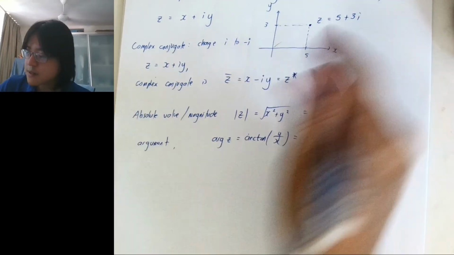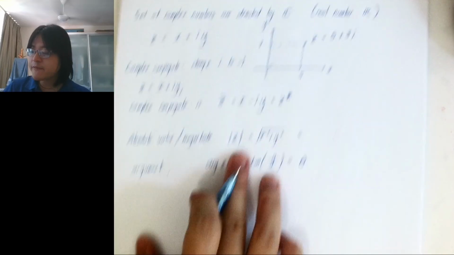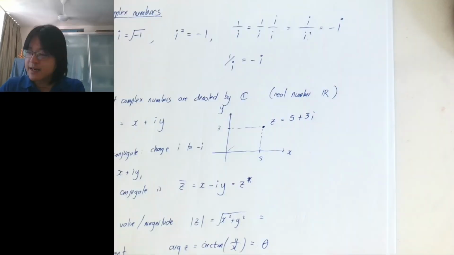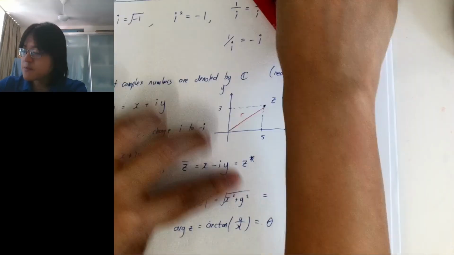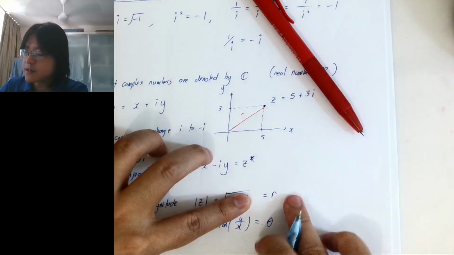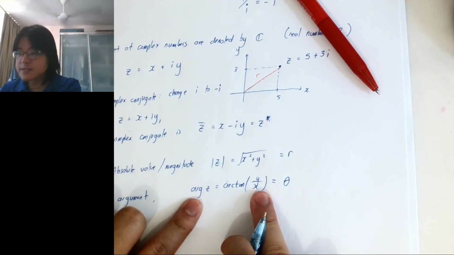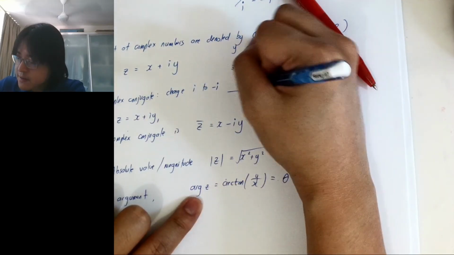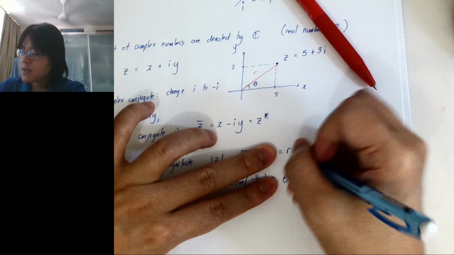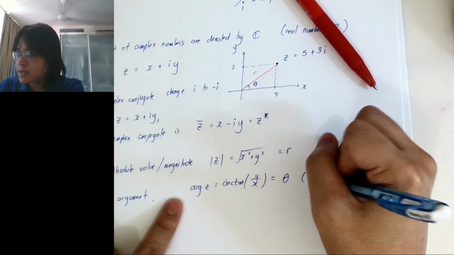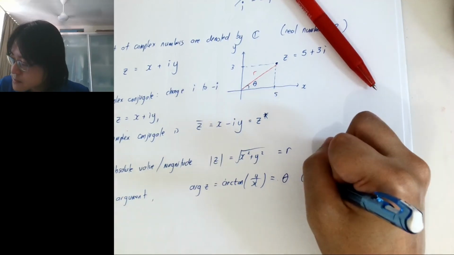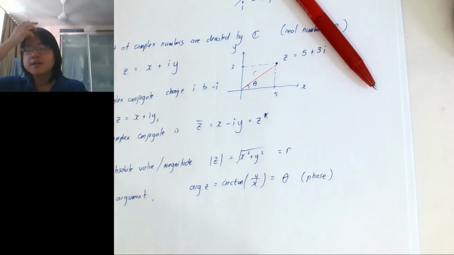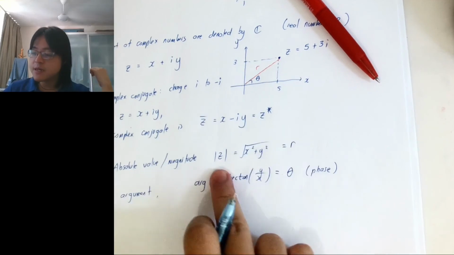Because this is the absolute value, it's the same as finding the length of this line from here to here. So we call this r, and then the argument is the inverse tangent of y over x. It looks like this angle theta over here. And this argument, in physics, in quantum mechanics, we call it the phase. Phase will be important in quantum mechanics. This will be the absolute value.